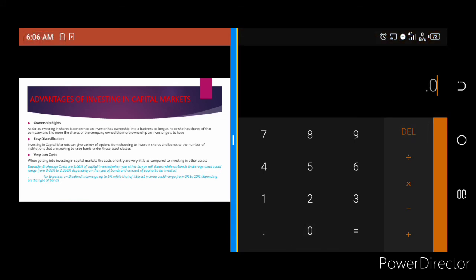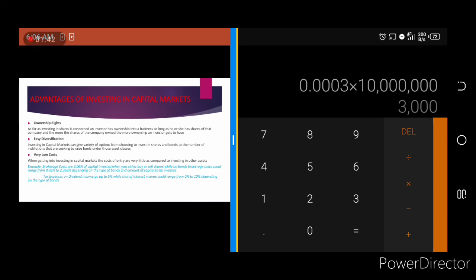Now let's look at bonds. 0.03 divided by 100. Imagine you were to invest, let's say, 10 million. You'd have to pay 3,000 based on the 10 million you've invested. For real, guys, just look at how insignificant these costs are and how much you would be able to get. How much you'd be able to profit in the long run. You'd be able to profit so much from so little.